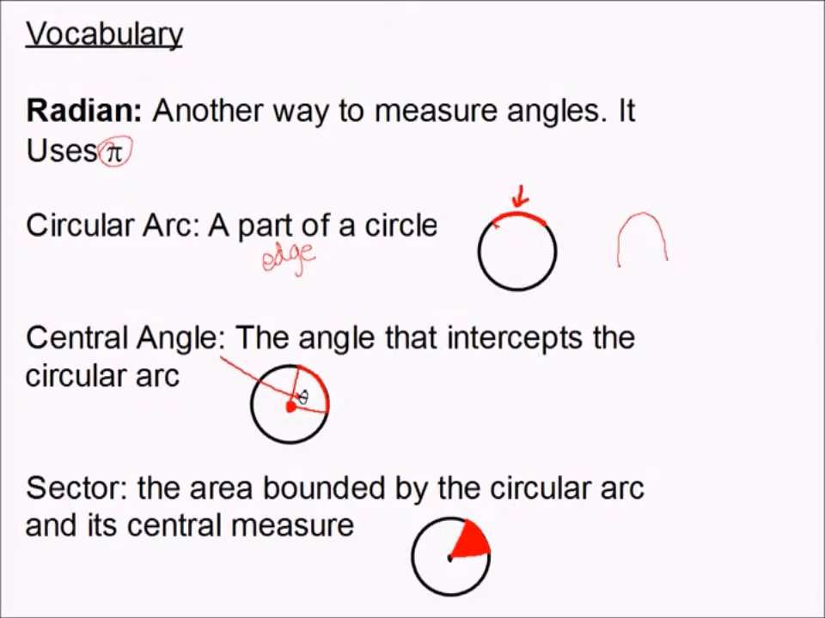And finally, sector, which I said is a pizza slice. It's the area between the central arc and the central angle in the arc. So here's the edge of the circle. Here's the angle. And when you fill in this area, that's your sector. Okay? Next card.